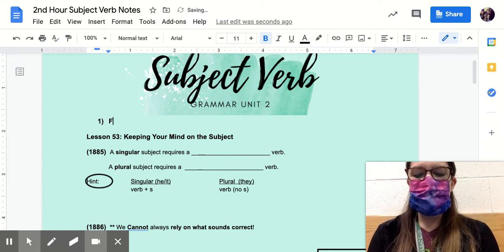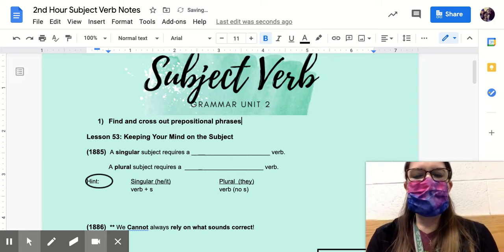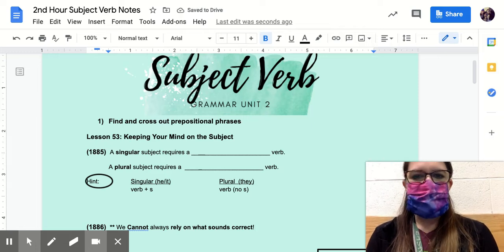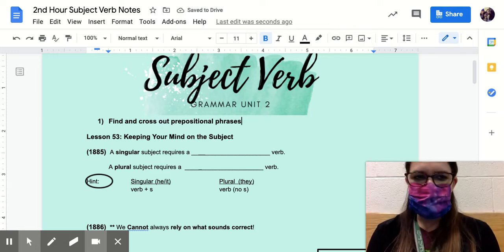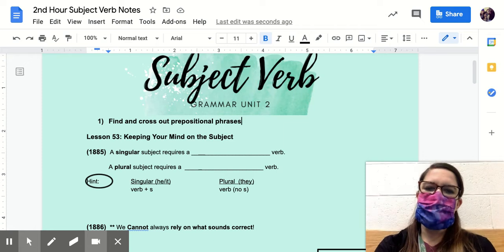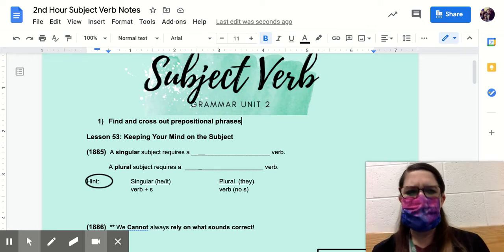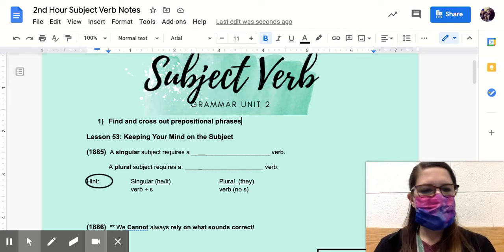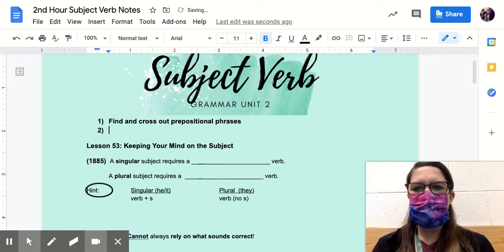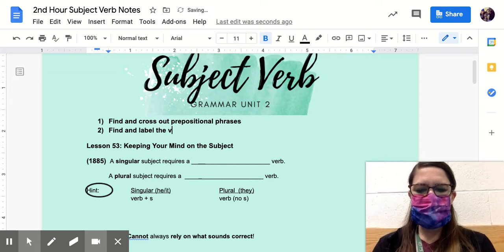The first thing we're going to do is we are going to find and cross out prepositional phrases. I'll talk about what these are. So if you're like, preposition, what is that? Don't worry, we'll get there. But sometimes prepositional phrases can confuse us and can make us think, oh, maybe that's the subject. So we want to get rid of those. That'll just help us.